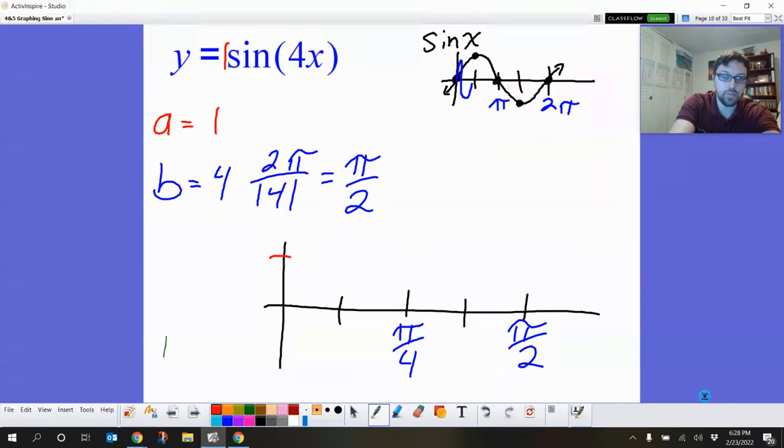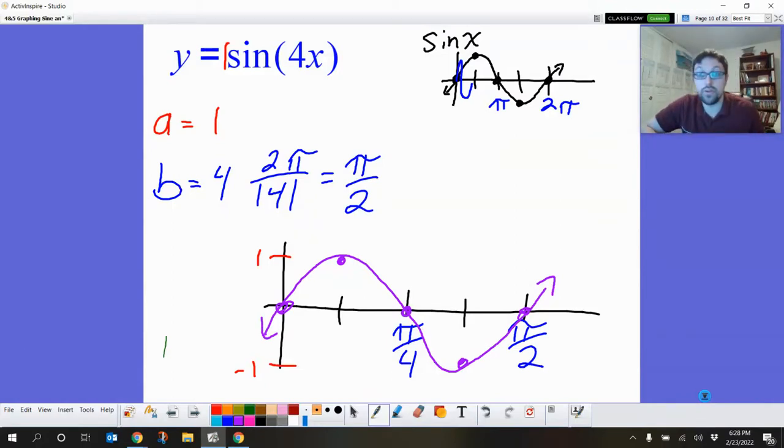Our amplitude is 1, so that tells us from the x-axis we want to go up 1 and down 1 to negative 1. And then we follow our pattern for sine. So we go on, up, on, down, on. And then we draw our little curve through it. If we wanted to, we could make more periods, but most of the time we are only required to do 1 unless told otherwise. But it's just a matter of continuing that pattern for sine being on, up, on, down, on.